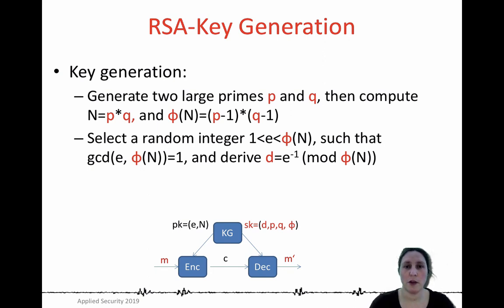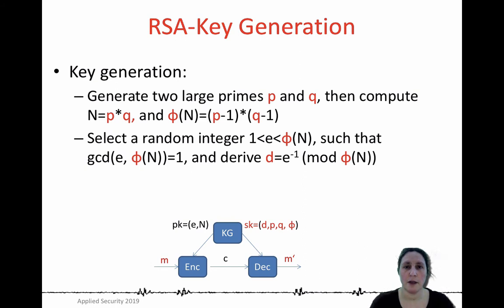We generate two large primes, p and q, and with that we then compute another large number, and that is n. It can't be a prime number anymore, because it is a multiple of p and q. We will also compute a number called phi of n, whereby phi is Euler's phi function. And for a number n, which is just a product of two primes, it's defined to be p minus 1 times q minus 1.